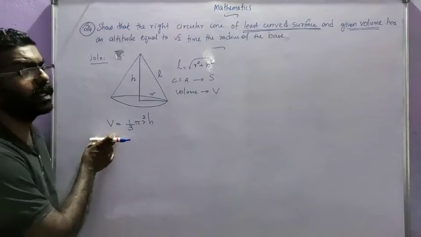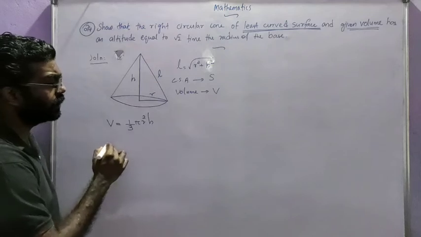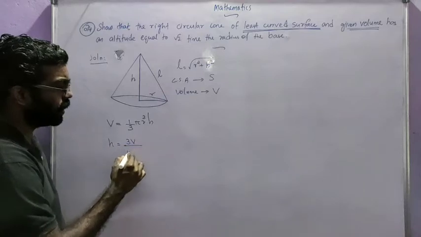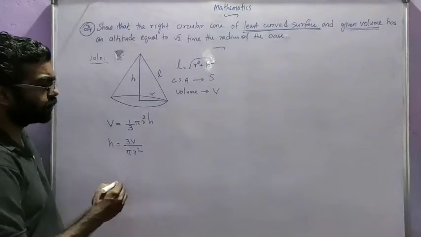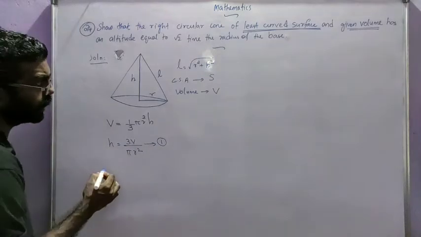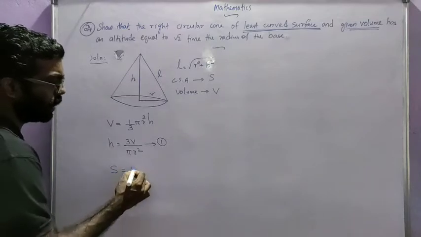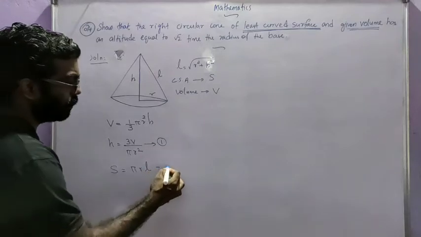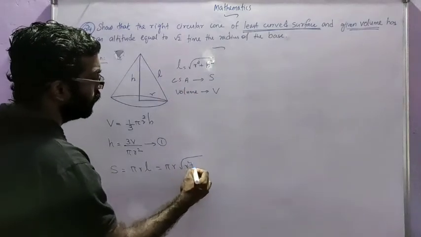Here volume is constant, given volume is fixed. From this we can find the value of h. Here h is equal to 3v divided by pi r square. Take it as equation number 1. Now we can write the curved surface area. It will be S is equal to pi r L. The formula is pi r L, which is equal to pi r into root of r square plus h square.